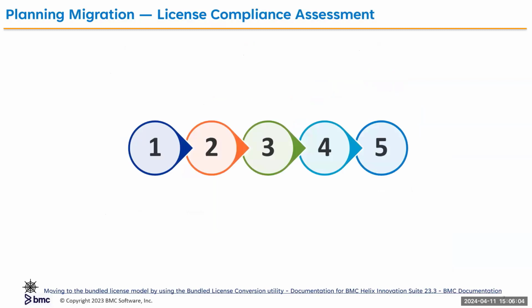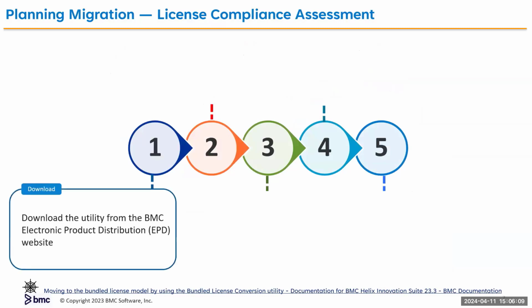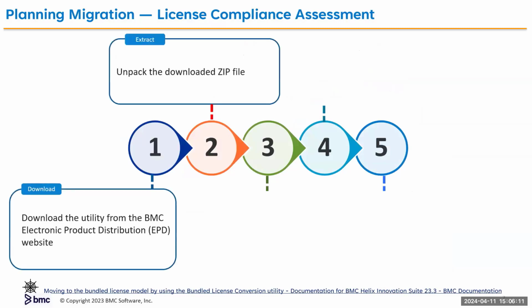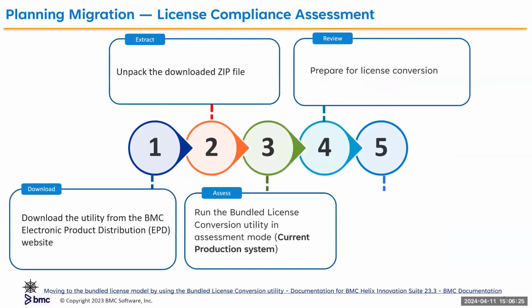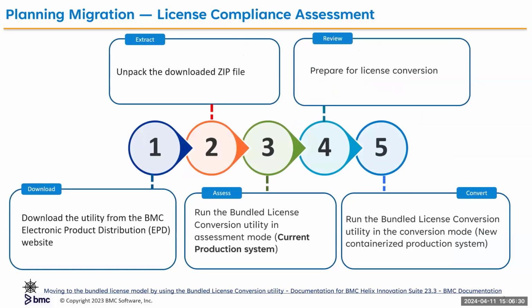So here are the high-level steps to convert the classic license model to the bundle license model. First obtain the utility from EPD, then unpack the downloaded files. Then during the planning stage of the project, execute the utility in assessment mode to analyze your current licenses, examine the assessment results, and understand the recommended number of bundled licenses. In stage four of the project, following migration of data from old production to new production, you will run this utility to transition the classic licenses to the new bundled format.